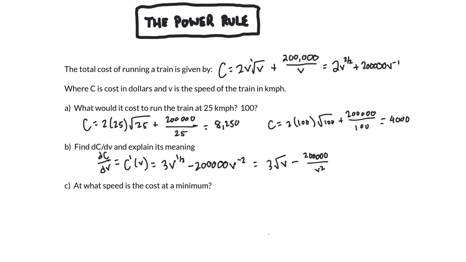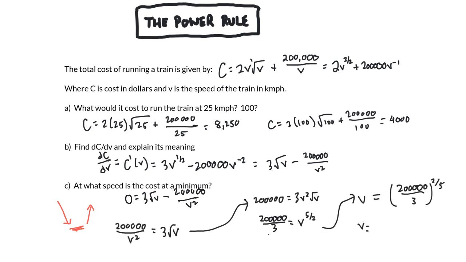In part C, I'm asked to find the speed at which the cost is a minimum. So what I need to do is use what I learned from the first problem. I can see from part A that the cost was decreasing, at least at some point, because it went from 8,000 down to 4,000. If it was increasing again at some point, then it would have reached a minimum. It must have. And that minimum could be found by setting the derivative equal to 0. When I set the derivative equal to 0 and solve for V, I have my speed at which the cost is a minimum.